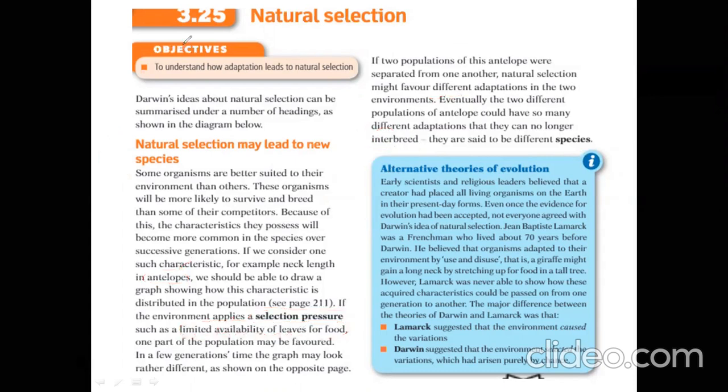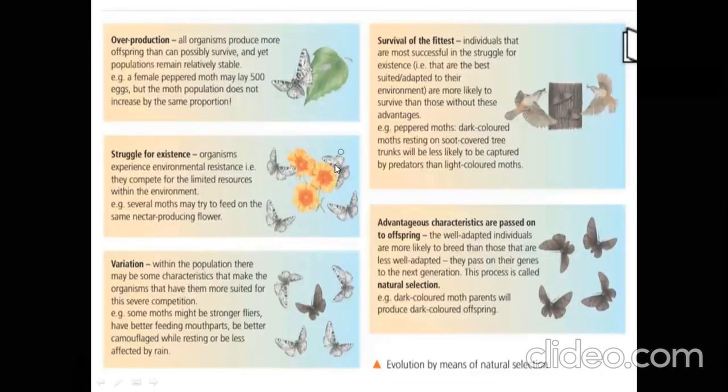All right, now let's study the points of natural selection. Natural selection means the environment will select the fittest one. Fittest one means the one having better adaptation. These are the points of natural selection. The first one is overproduction. All organisms produce more offspring than can possibly survive, and yet populations remain relatively stable. Any organism should have the ability to reproduce, and if their reproduction rate is high and they produce more offspring, more will survive. The chances of survival will be greater.